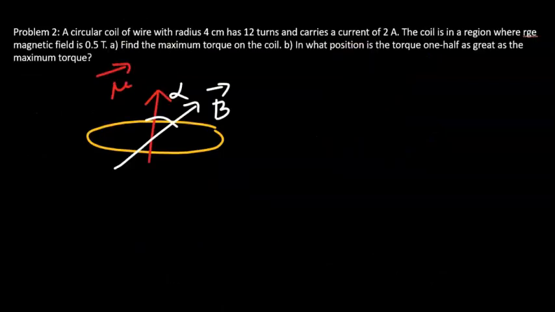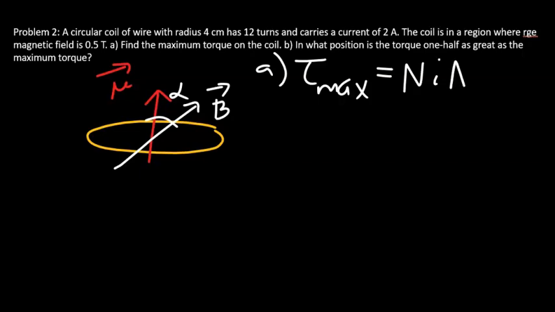Problem 2. A circular coil of wire with a radius of 4 cm and 12 turns carries a current of 2 ampere. The coil is in a region where the magnetic field is 0.5 Tesla. Find the maximum torque on the coil, and in what position is the torque 1/2 as great as the maximum torque. So part A, the maximum torque. The maximum torque, as we have seen, is given by the number of turns, current, the surface area times the magnetic field, because that happens when alpha is 90 degrees, so sine 90 is 1.